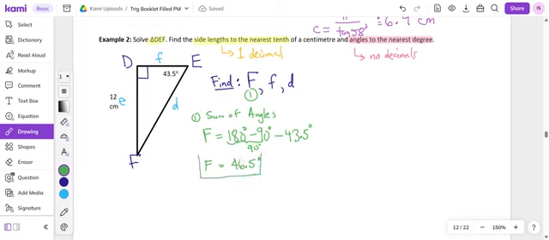Is this answer exact or approximate? You ask yourself, did we round to get this answer? Since we didn't round, it is an exact answer. So we leave the exact equal sign. Okay, great. So now I have this information. I'll write it in: 46.5 degrees. I'll change my color. Let's move on to finding side F.